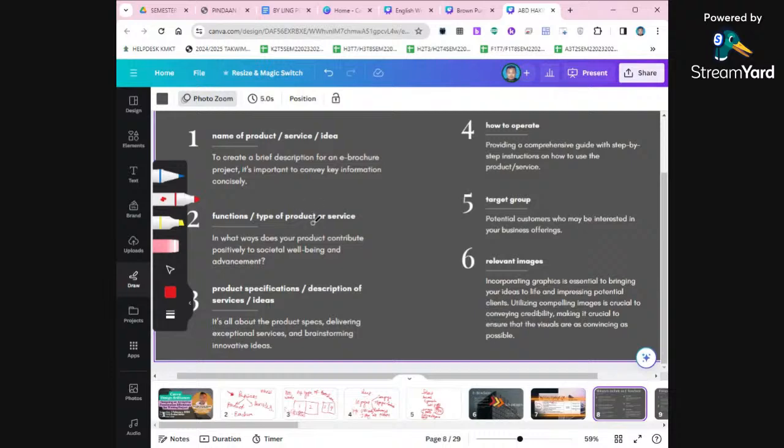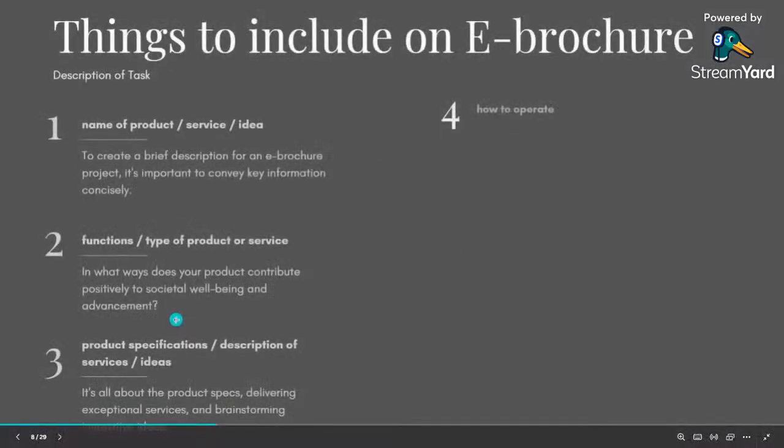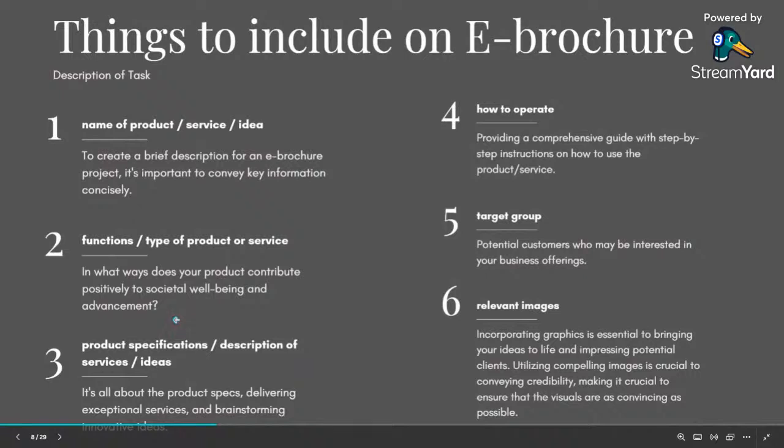All right, look at the next slide. Now, things to include in the e-brochure. I hope you guys would jot down the notes over here. First things first, we want you to come up with the name of the product, service, or idea.